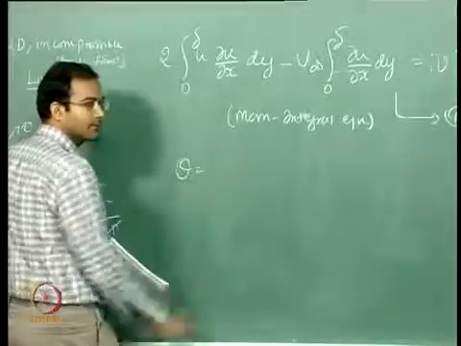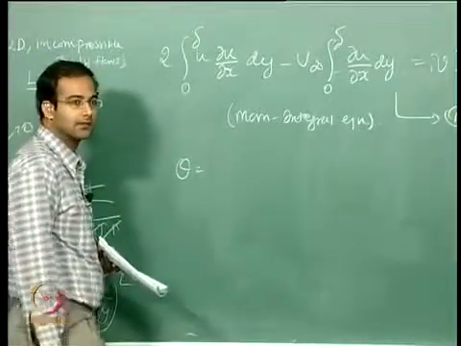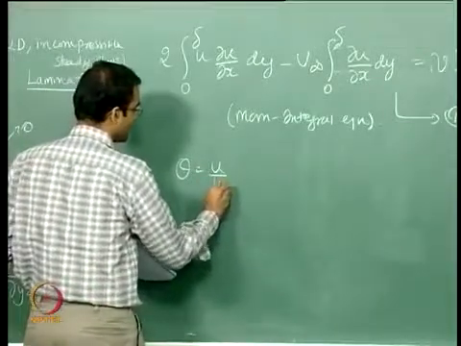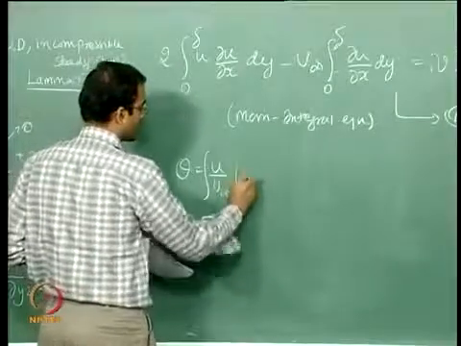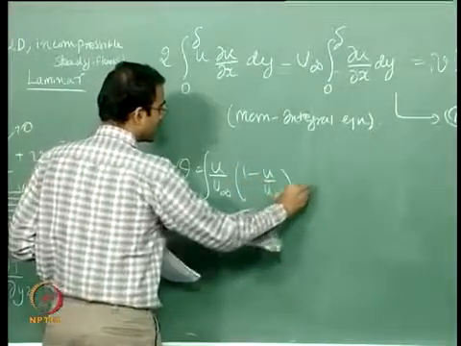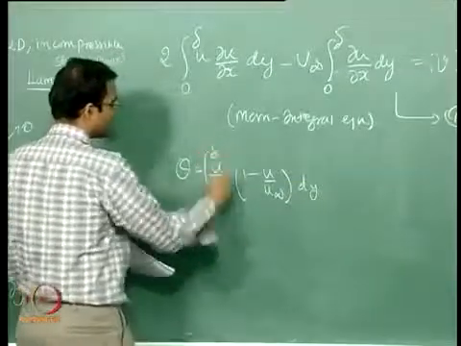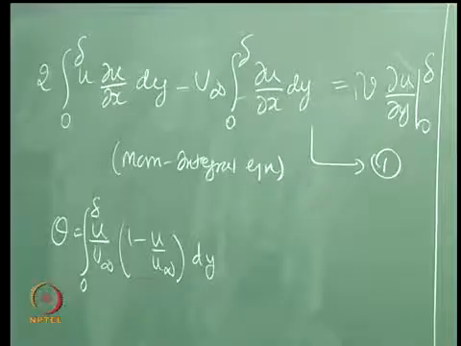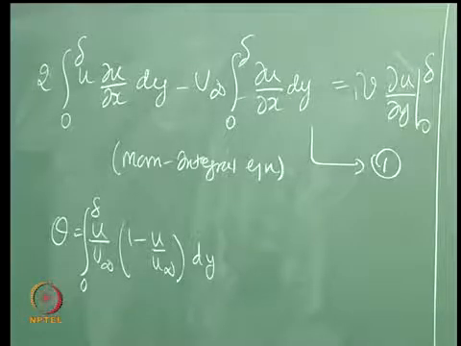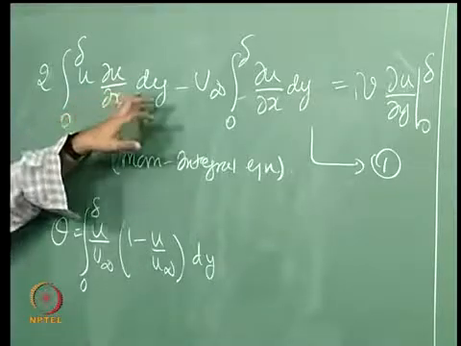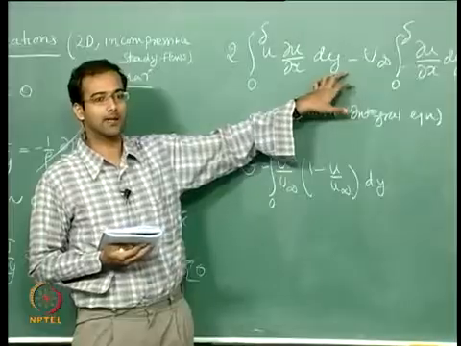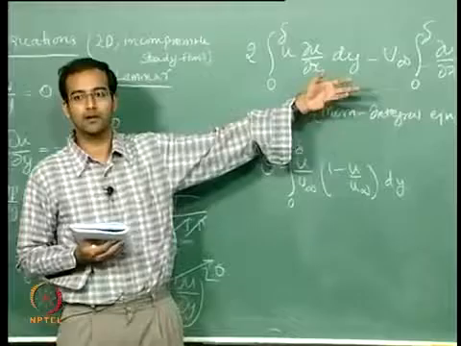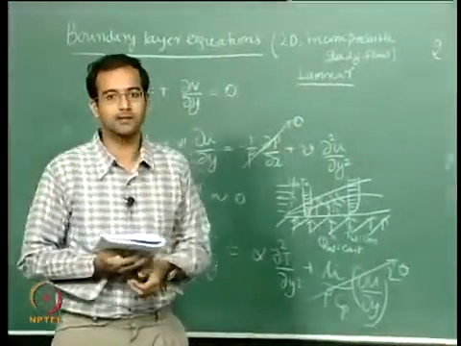Theta. How is it denoted? u by u infinity times the integral of 1 minus u by u infinity dy from 0 to delta. This is the definition of momentum integral, or people call it momentum thickness sometimes. You can do this as a nice exercise. You can combine these two terms, bring it to this form, and then write in terms of d theta by dx. So that is another way of casting this equation.